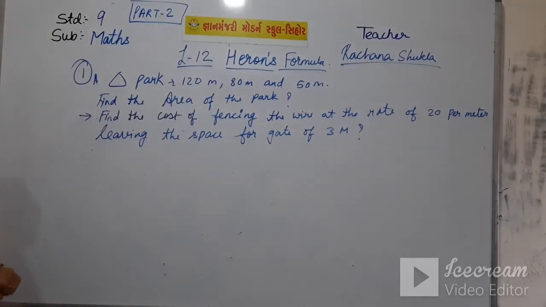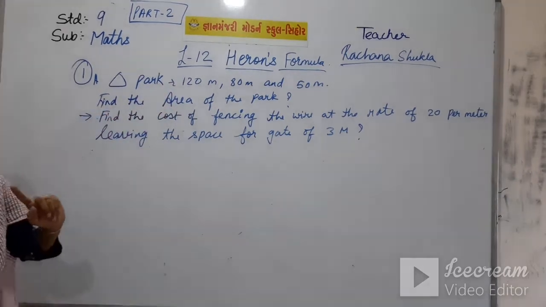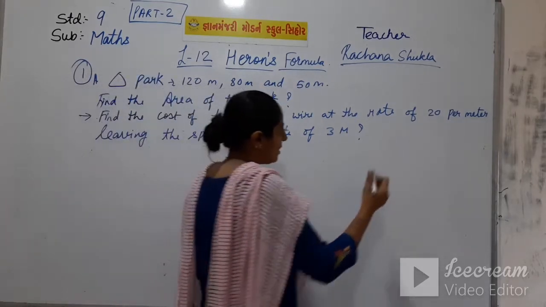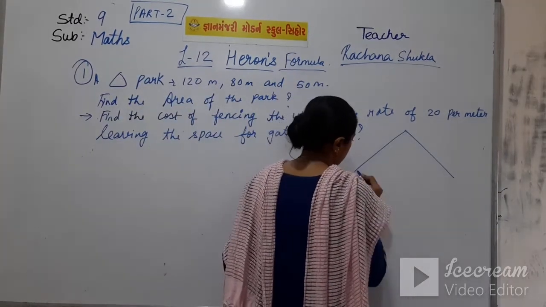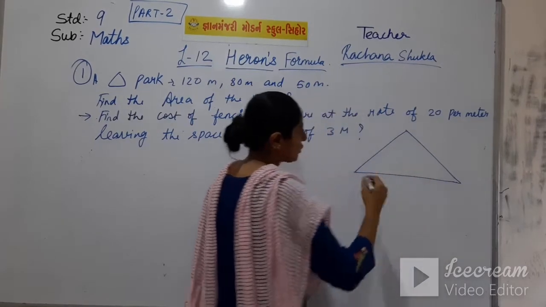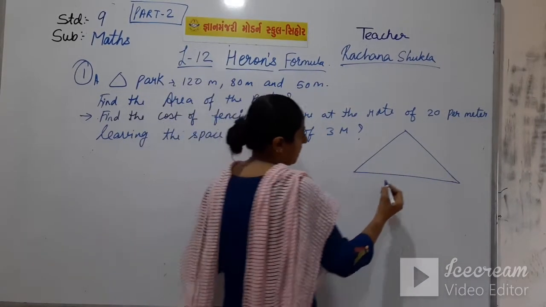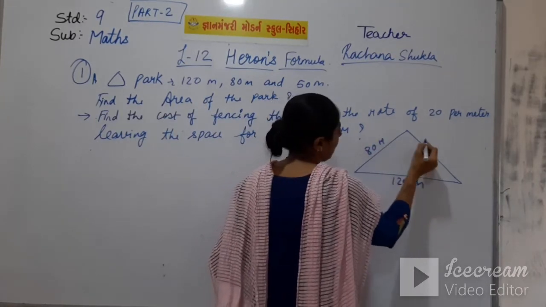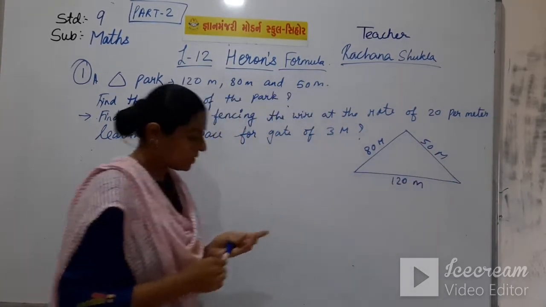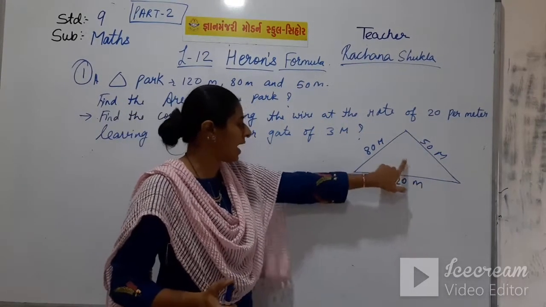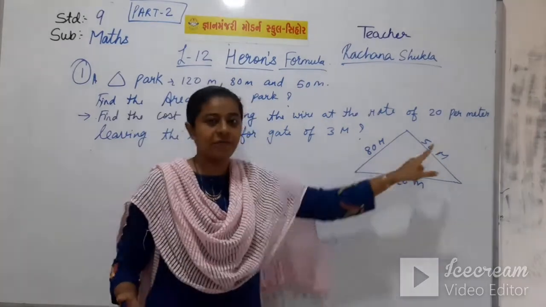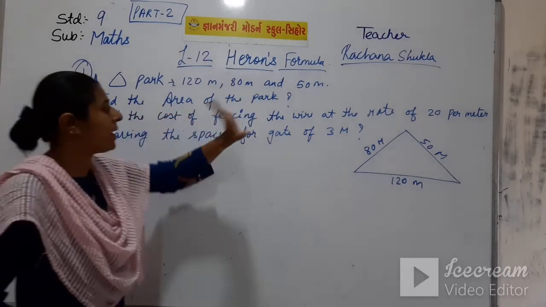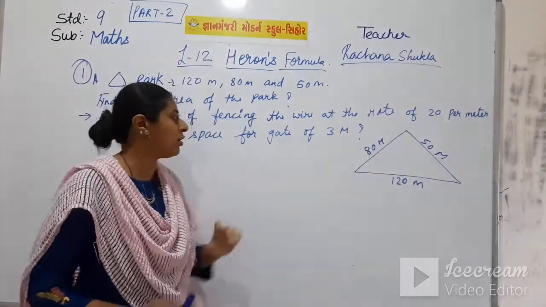Now first understand your question. A triangular park is there and the sides of the park are 120 meter, 80 meter and 50 meter. So let's draw here the figure. This is the park, a triangular park. 120 meter, 80 meter and 50 meter. See, like this way, this is the park or the garden with 3 sides, 80 meter, 50 meter and 120 meter. You have to find the area of the park. Your first question, finding the area of the park.